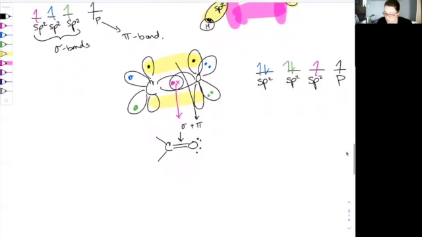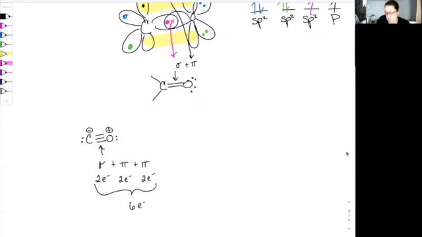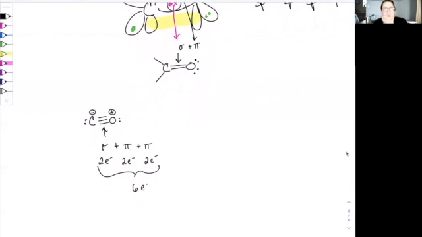An example of 2 pi bonds would be something like carbon monoxide, which looks like this. Carbon monoxide has a triple bond, which means it has 1 sigma bond, which has 2 electrons, and it has 2 pi bonds, each with 2 electrons in them, to give us the grand total of 6 electrons. Good?